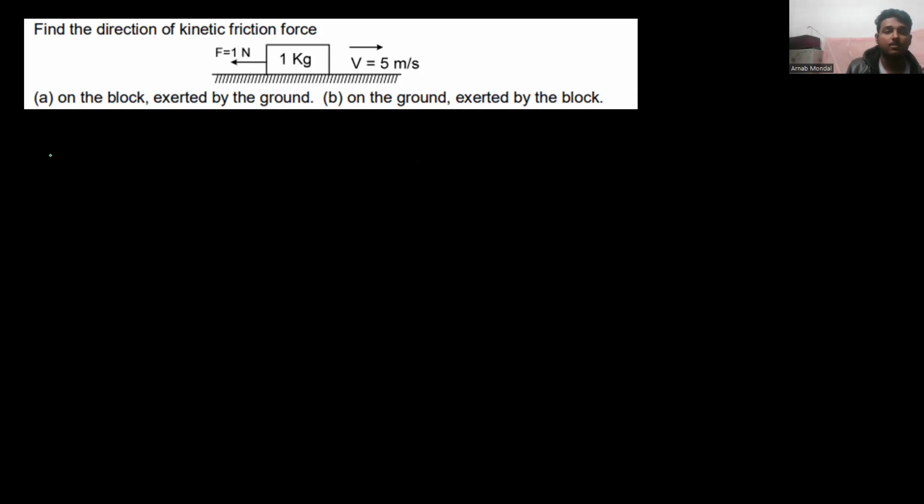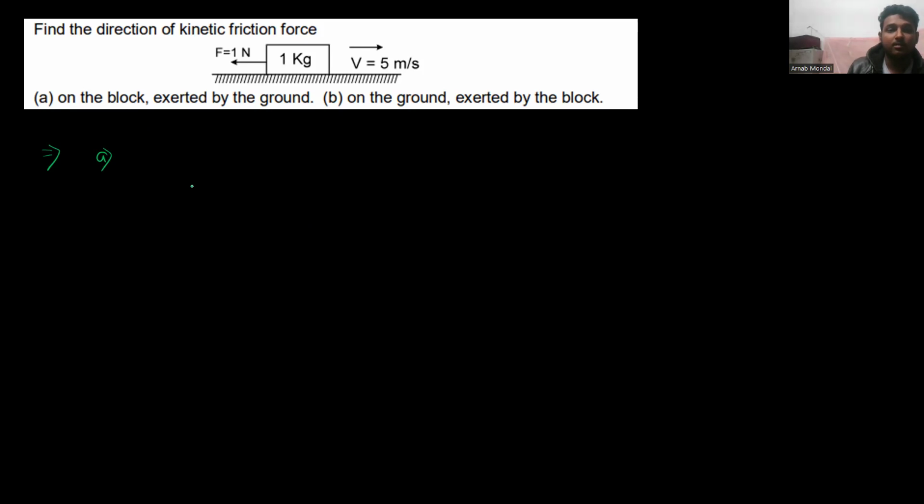Now solve this problem. Find the direction of the kinetic frictional force in this diagram, A: on the block exerted by the ground, B: on the ground exerted by the block. Okay, so what is it asking? The direction of kinetic force. The direction of kinetic friction will act in the opposite direction of the moving object. Is it clear? Okay.